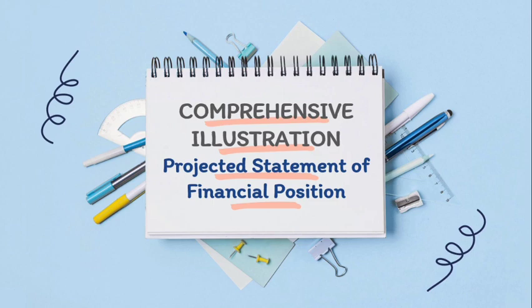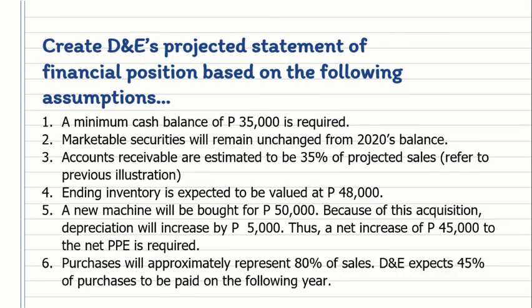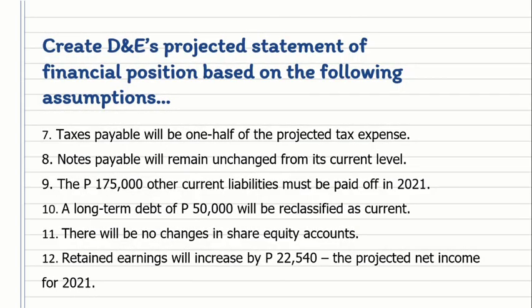Next is, we will have a comprehensive illustration on our projected statement of financial position. So, we have our historical balance sheet from years 2018, 2019, and 2020. So, for in projecting our statement of financial position, mag-need gihapon ta og assumptions. So, these are assumptions for this illustration.